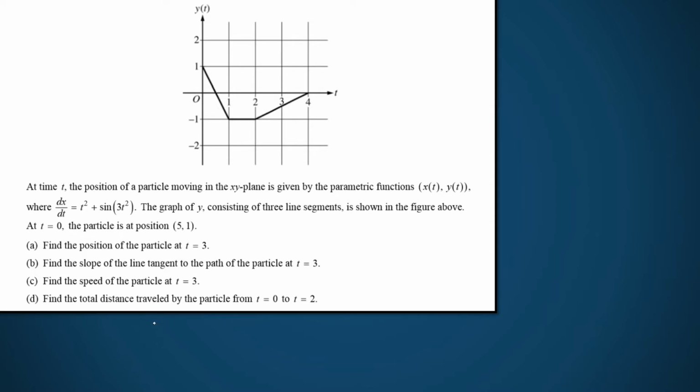So if I want position at 3, this is x at 3 is equal to, you said 5 plus the integral of our change. So that's 5 plus the integral from what to what? 0 to 3 of dx over dt. Okay.